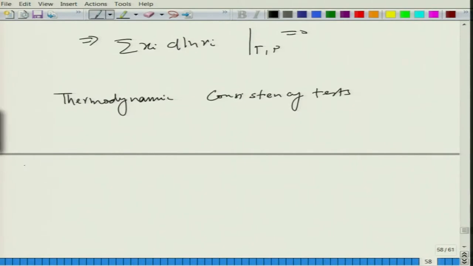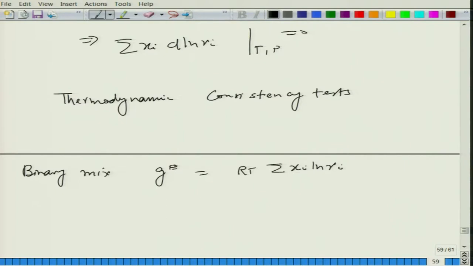Okay. So let us consider a binary mixture. Okay, so in that case, if we are considering G excess here, which is going to be RT summation x_i ln gamma_i. Okay, so this is for the binary mixture, and what we want to show is how this Gibbs-Duhem relation should be satisfied. Hence, in order to check the thermodynamic consistency of the data, certain relations will evolve, and we would like to evolve that relation. Let us look at it again.